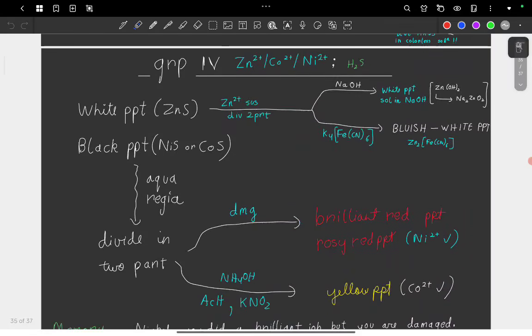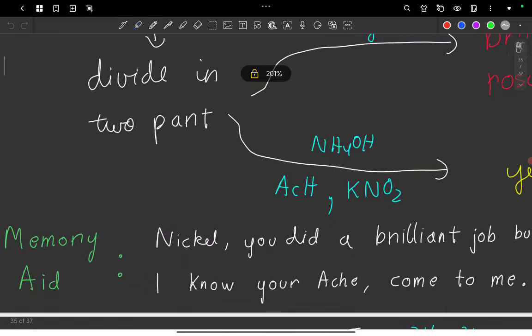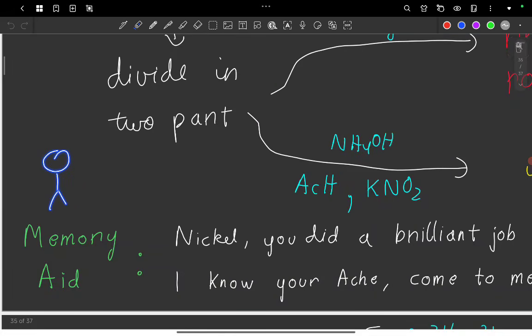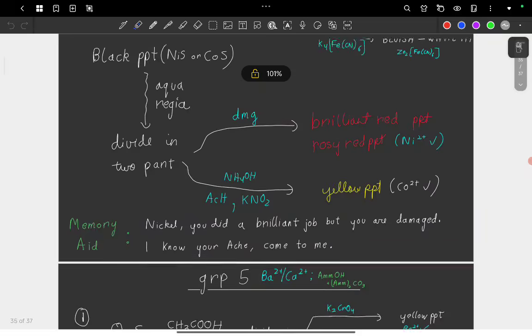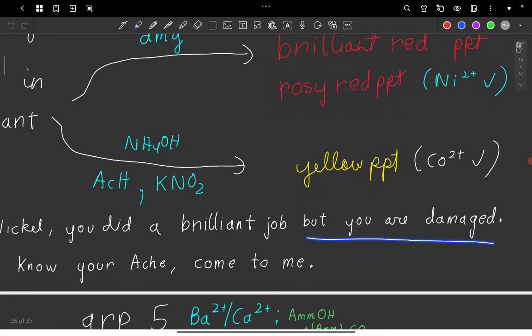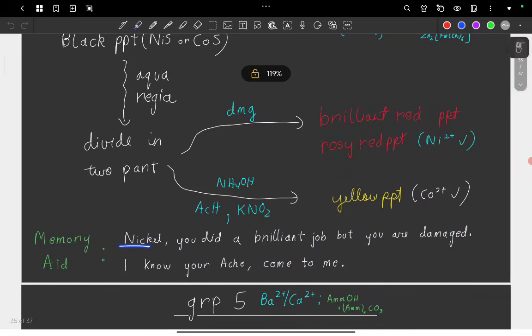Okay, so these were the tests for group 4, and here's the memory aid. Like, Nickel is a soldier and he just came back from war, and this is his general. No, this is not Hitler, but this is his general. And the general says that Nickel, you did a brilliant job. He tells him that you did a brilliant job, but Nickel is actually very wounded, like a lot of injuries. So the general says to him, but you are damaged. I know your ache, come to me. So of course, Nickel, brilliant, damage.